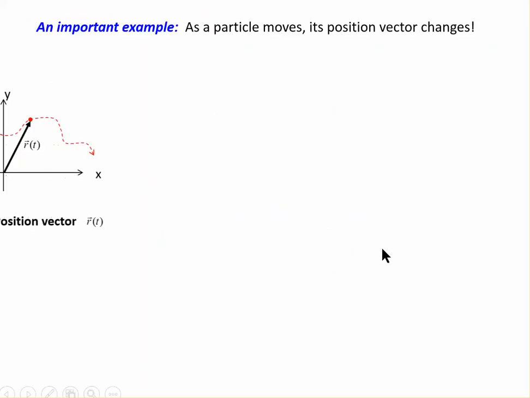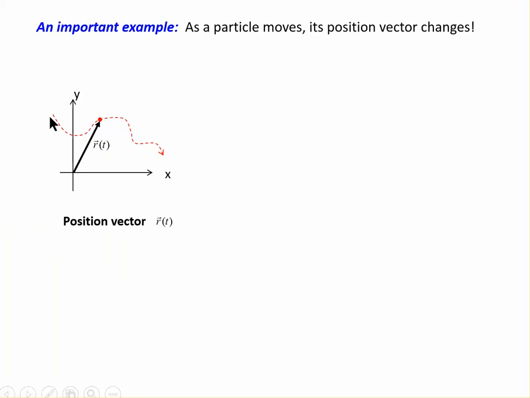Here's one simple yet important example of that. Suppose I have a particle moving through space along this curved red dashed line, and there it is at a given moment in time. We can define its position vector, labeled r here, to be a vector that points from the origin of this coordinate axis that I've drawn to where the particle currently is at time t. As the particle moves along this path, the position vector, which points from the origin to where it currently is, is going to be varying. So whenever a particle moves, its position vector changes in time.